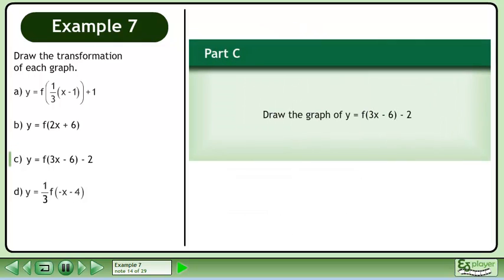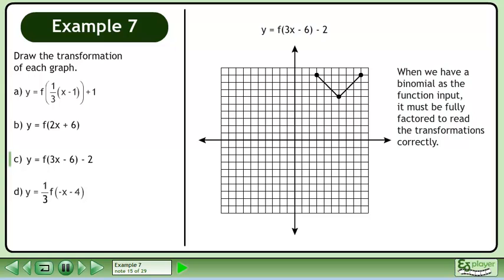In part C, we'll draw the graph of y equals f of 3x minus 6, minus 2. When we have a binomial as the function input, it must be fully factored to read the transformations correctly. Factor out the 3 to get y equals f of 3 times x minus 2, minus 2.